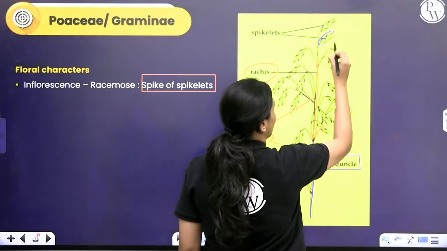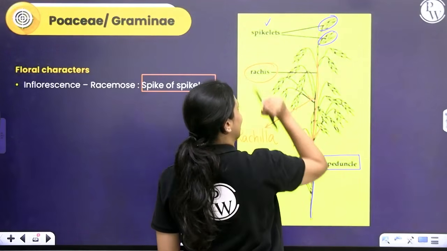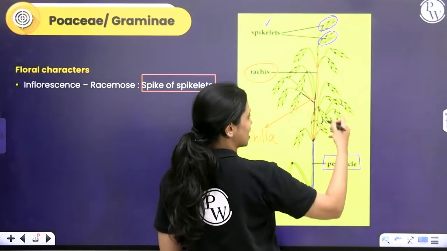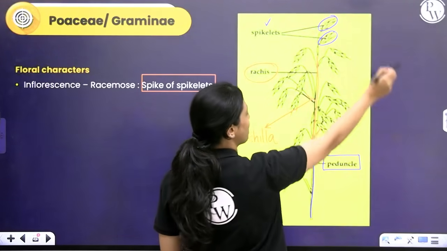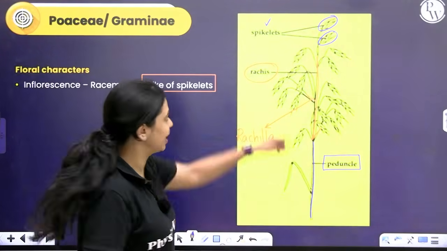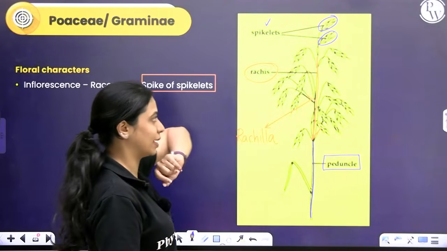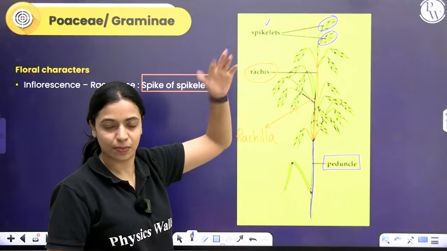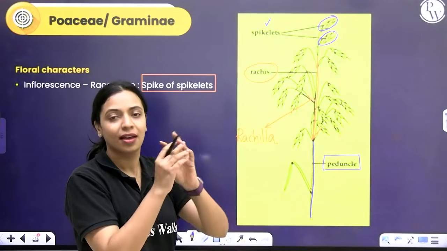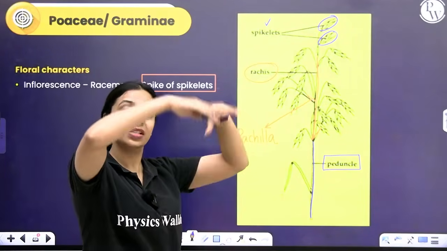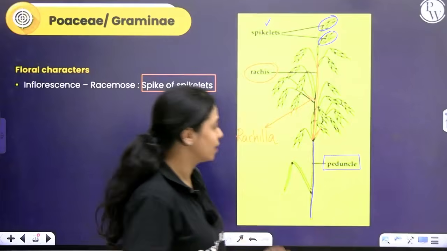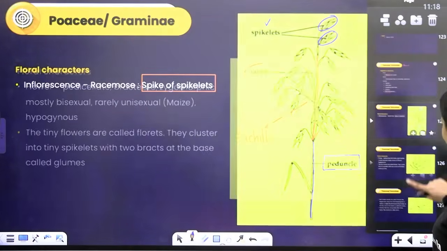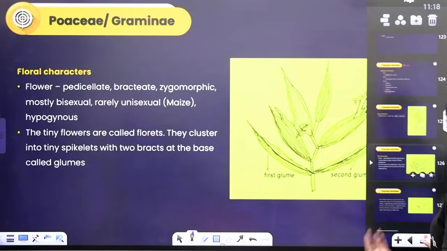Each thing that you're looking at here is a spikelet. This whole thing, which has many spikelets, is called a spike of spikelets. Individually, each one of these is a spikelet. Within each spikelet, you will have many flowers. Many flowers form one spikelet. Many spikelets together form a spike of spikelets. Now, let's understand the structure of each individual spikelet.